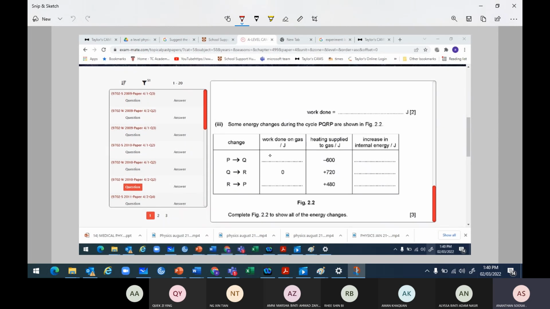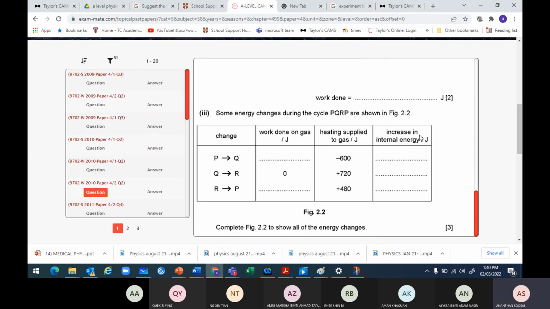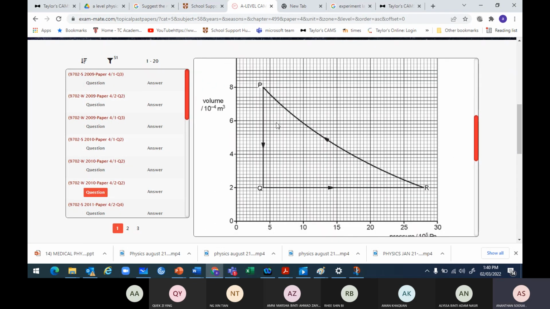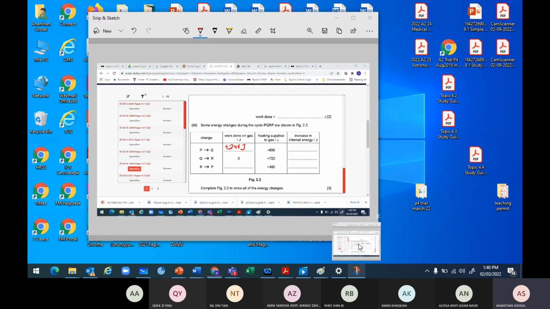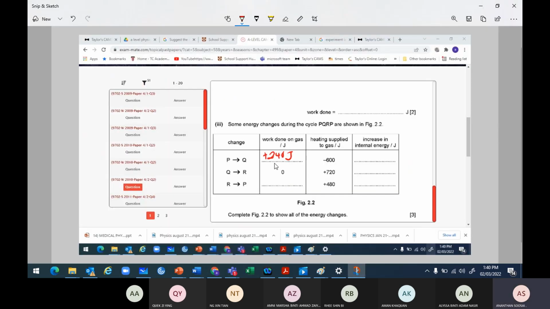So you got here 240. And this is 240 Joule, right? Got 240 Joule. Plus or minus? Compressed or expand? P to Q going down, right? So it's compressed. So compressed means positive 240, right? Volume 8 become 2. Compressed, so compression work is positive. Yeah. So positive 240.